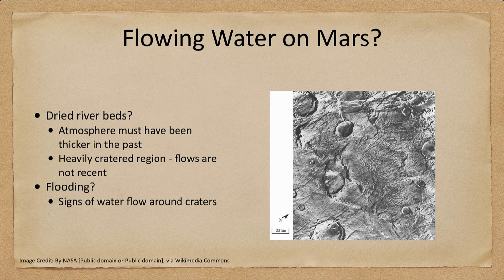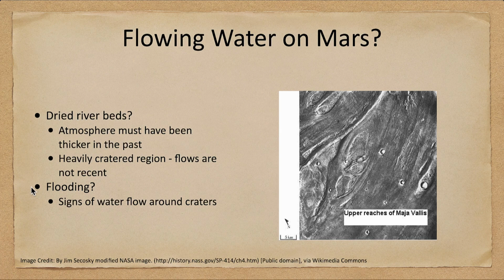So how about flooding? What other signs of water do we have? Well, we have things like this where we can see signs of water flow around the craters. So around this region, you can see around some of these craters where water had flowed. So around this one, you can see the material built up. So the crater itself kind of diverted a water flow around it. And you can see various features as we would associate with the flash flooding here on Earth. So there has been flooding on Mars in the past.